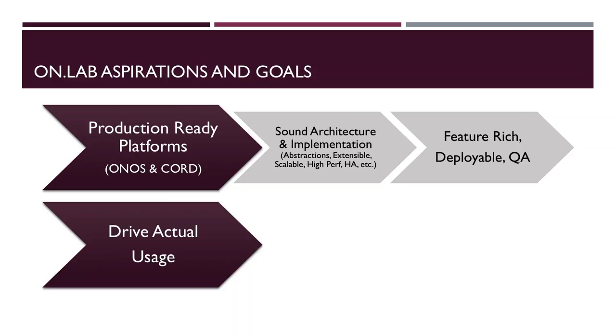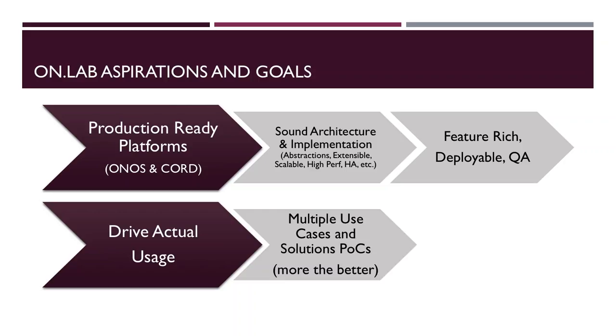As you would guess, for a small organization like ON.Lab, the internal resources we can marshal directly, the 30-odd people we have full time, can barely do the sound architecture and implementation correctly. So we have to rely very heavily on the community to build the second part of it: the feature richness, the deployability, the level of QA. All of that has to come from there.